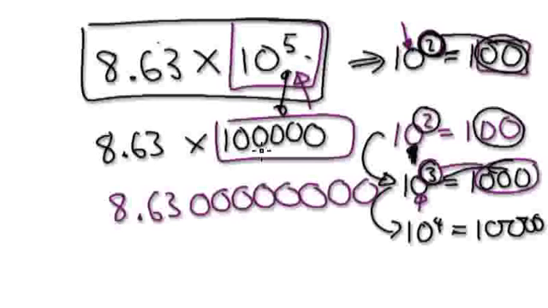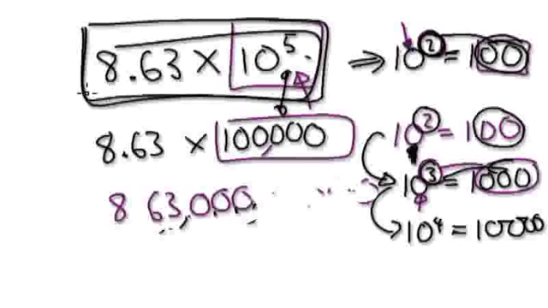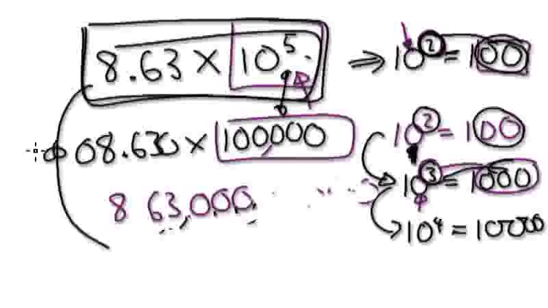Hang on. 1, 2. Well, you can have as many zeros as you want after the decimal. And when you times it by 100,000, you're actually moving this 1, 2, 3, 4, 5. So your decimal would be here, and you would get rid of all these. So this would be your answer here. Okay, so the answer would be 863,000.